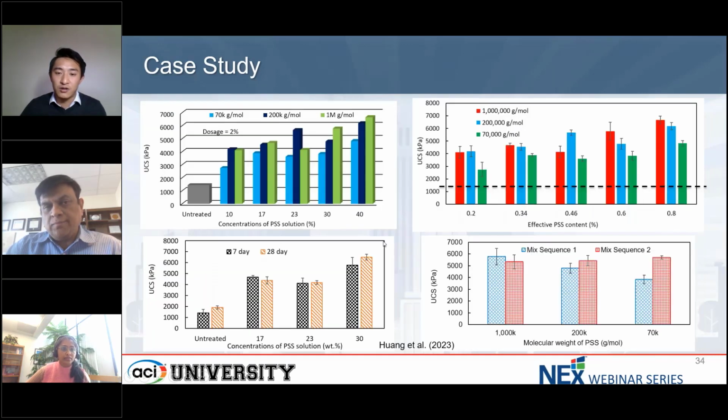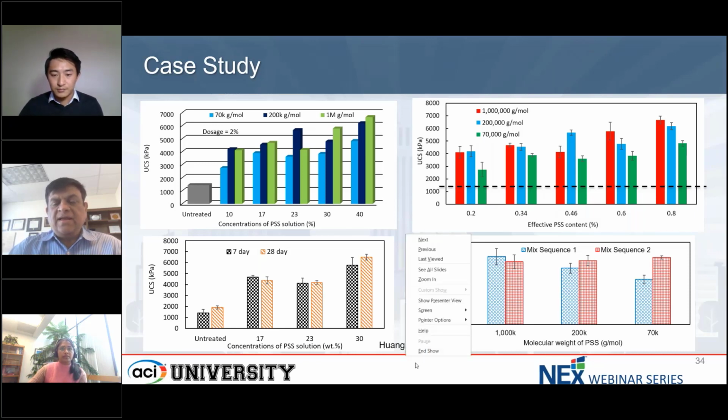Another thing is if we look at this, the dashed line is the untreated soil. Even at 0.2, it already showed great strength improvement. So when we use those strengths, we're also trying to identify the polymer content that we want to use.